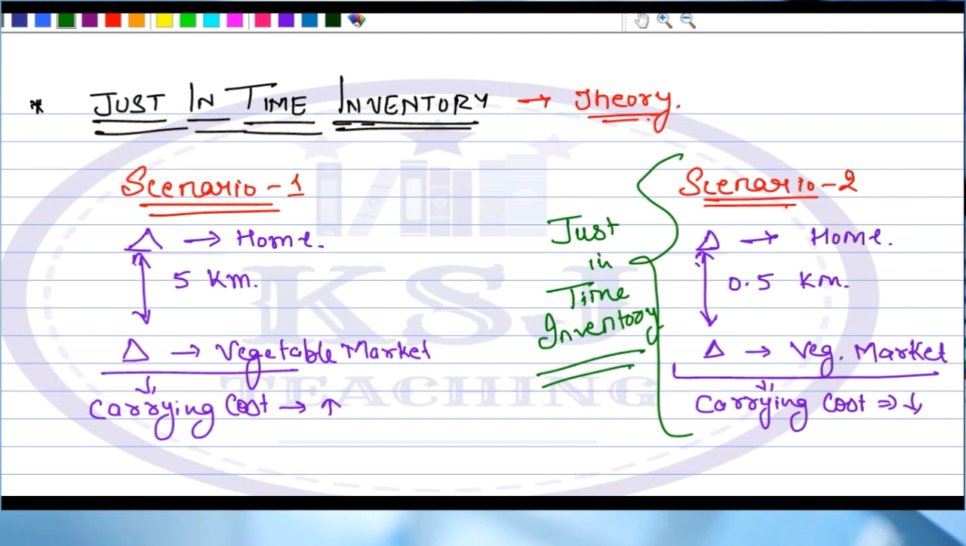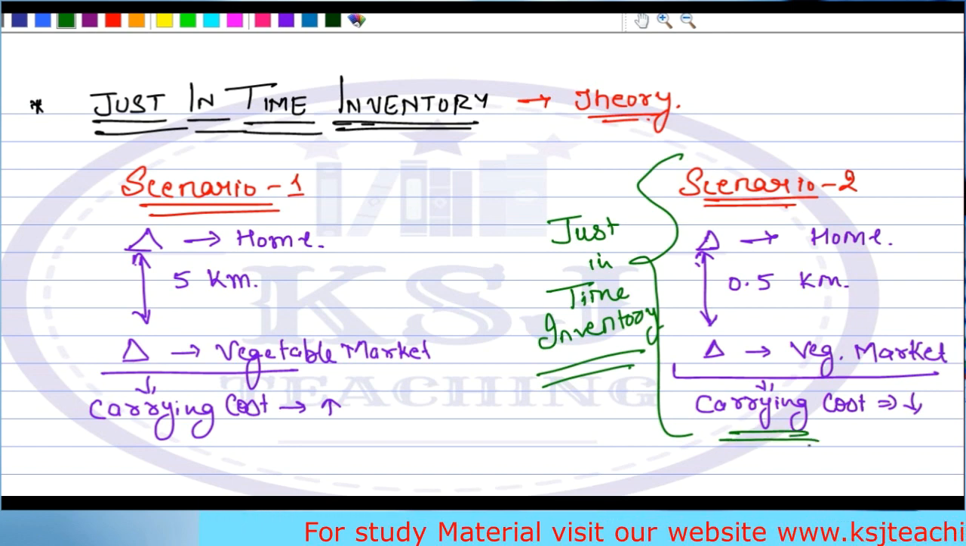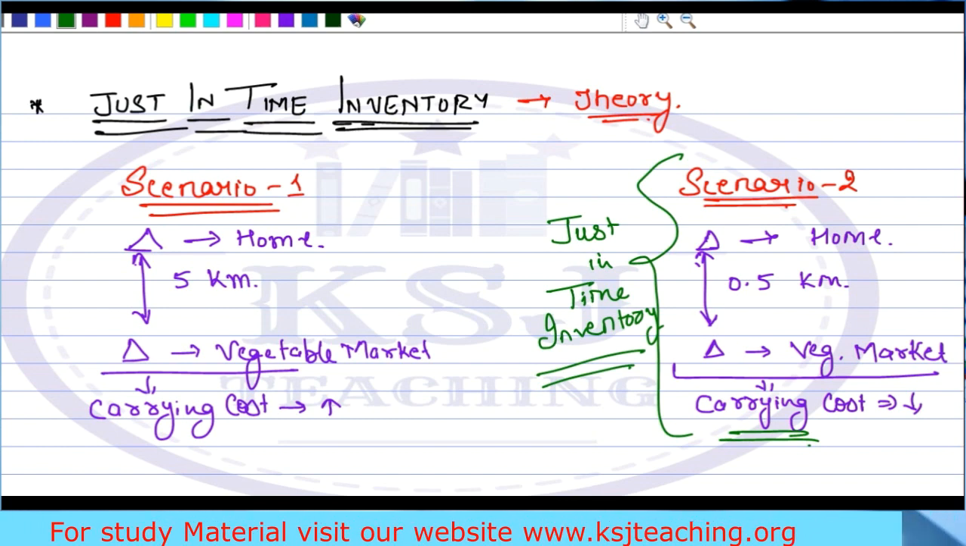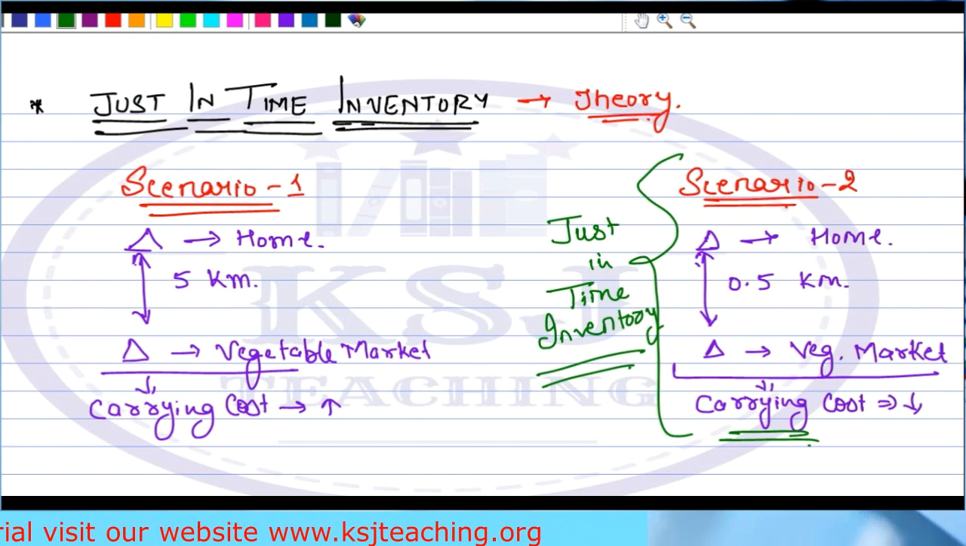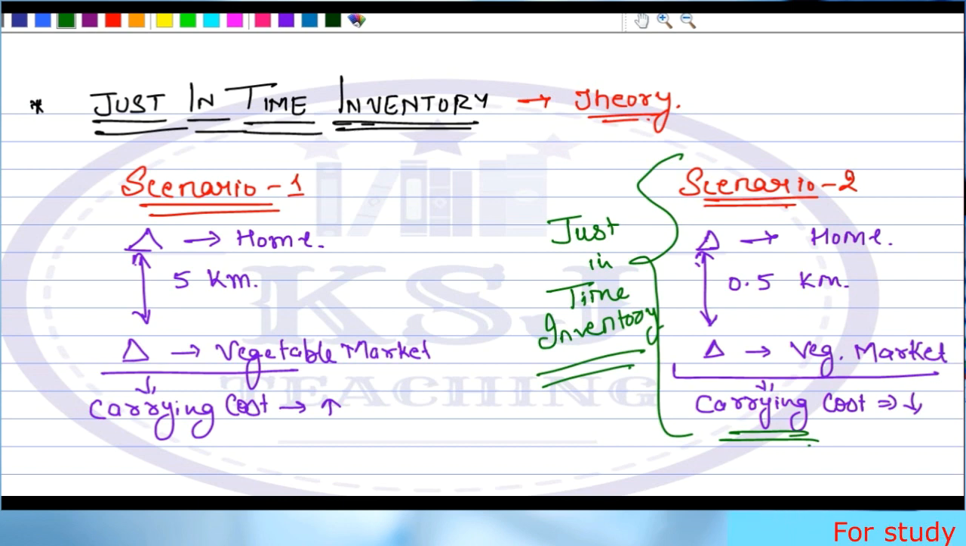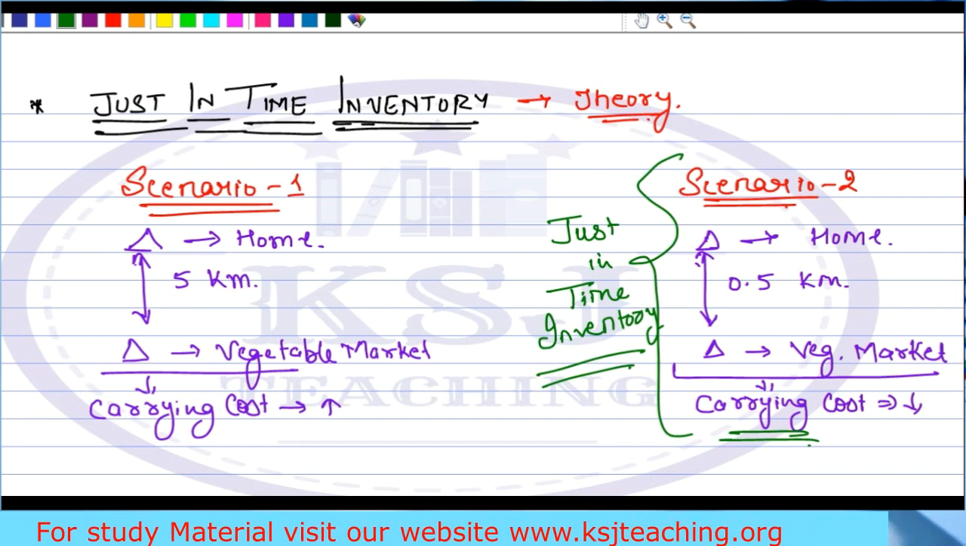Right? It will not affect the production also. It will reduce our carrying cost also. This is known as just-in-time inventory. That is, we can bring the raw material as and when required. No need to stock the raw material. Clear? Just-in-time inventory is clear. So this is the concept of just-in-time.